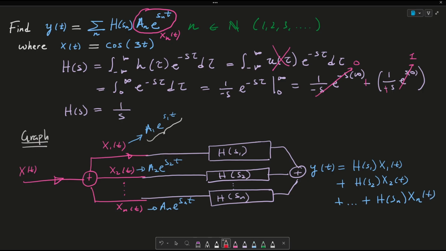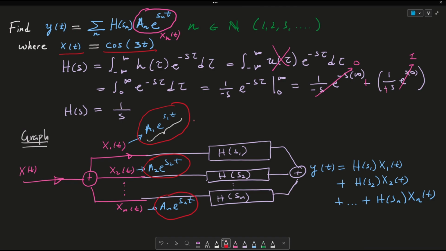Just as a recap, here are some specifics and observations I want to draw in terms of this graph that are very important in engineering, especially electrical engineering. If we're given this random input x of t, where in this case it's cosine 3t, we can decompose that into the addition of these complex exponential functions, right?